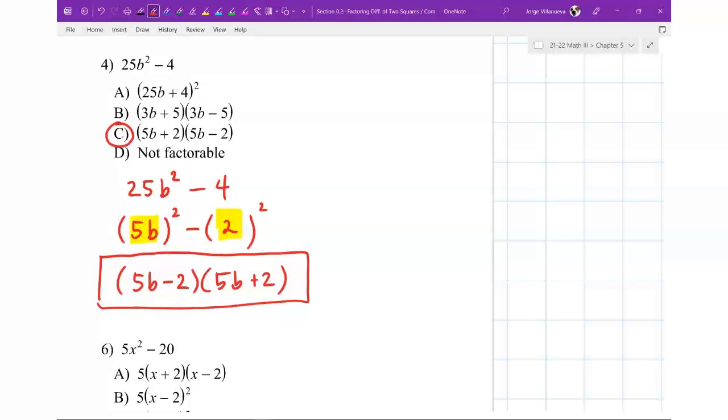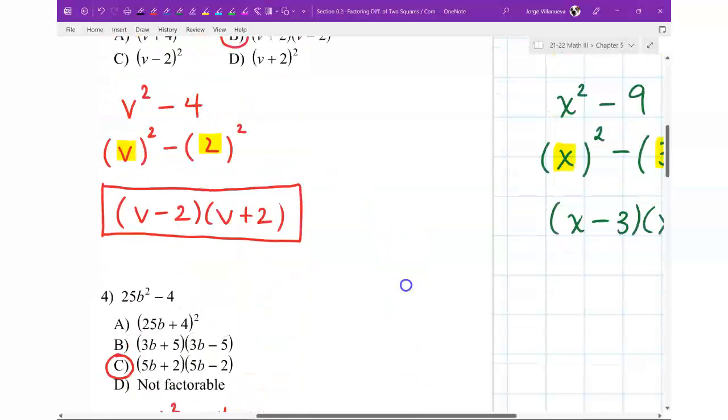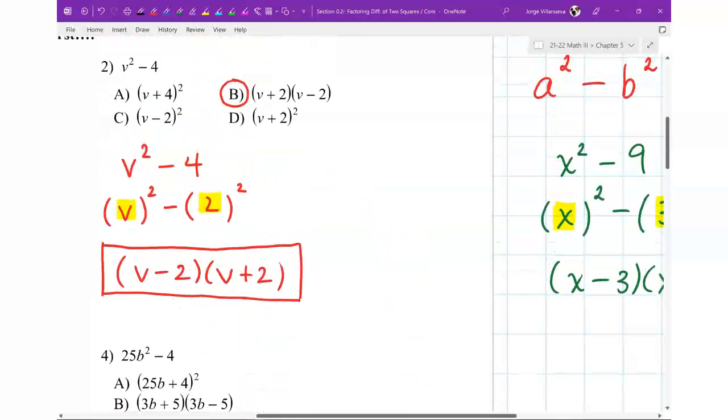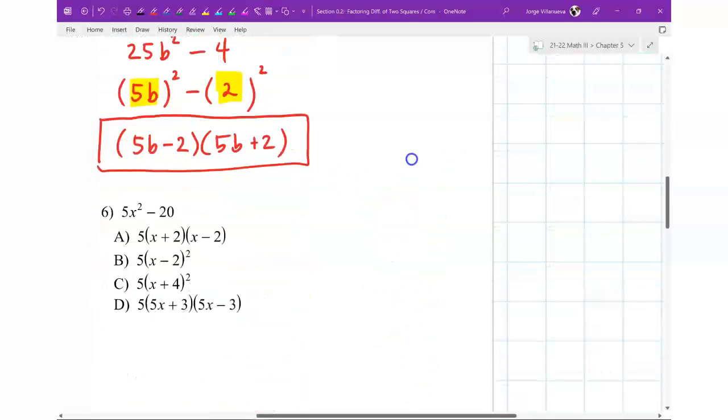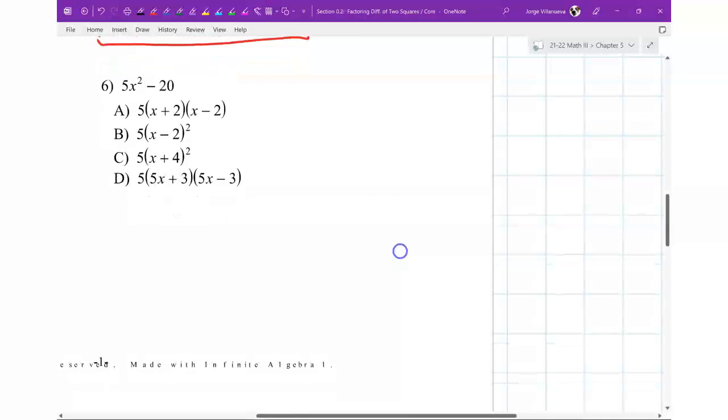Okay? And again, question number 1 I didn't do for you guys, but question number 1 will look just like 2. Question number 3 will look very similar to 4. Okay, question number 5 is going to look very similar to 6. Now notice, one really quick thing here for you guys. Look at the problem here.